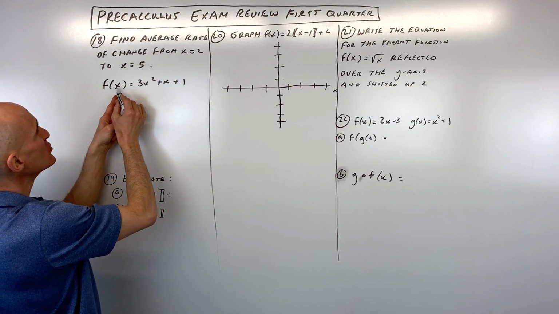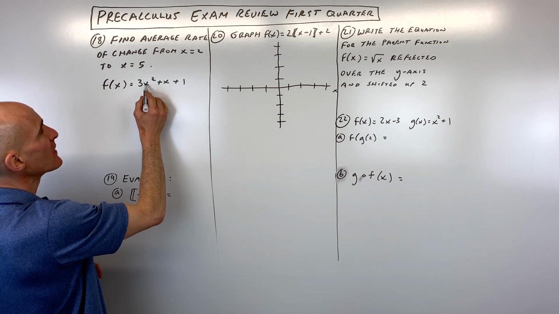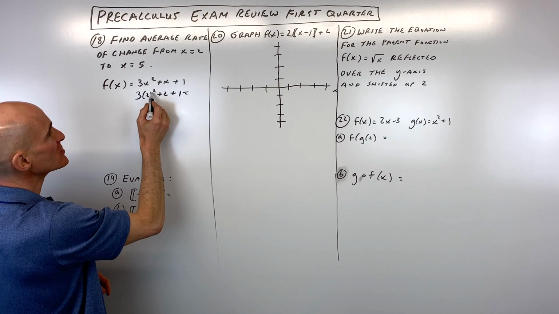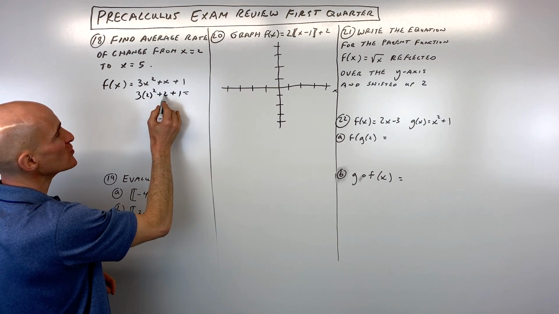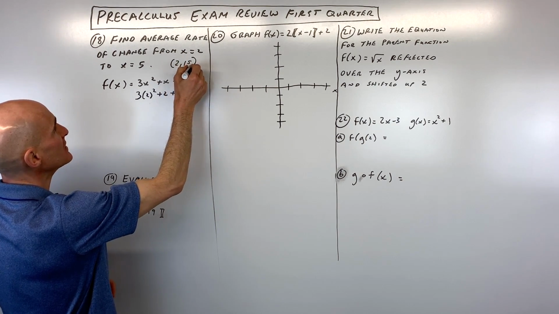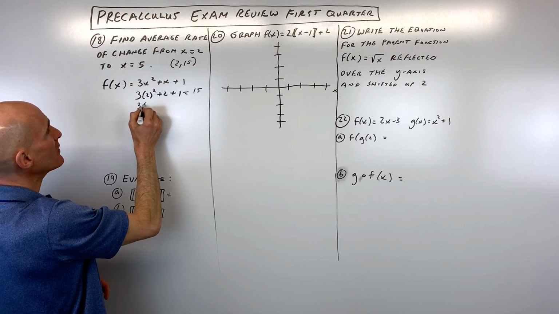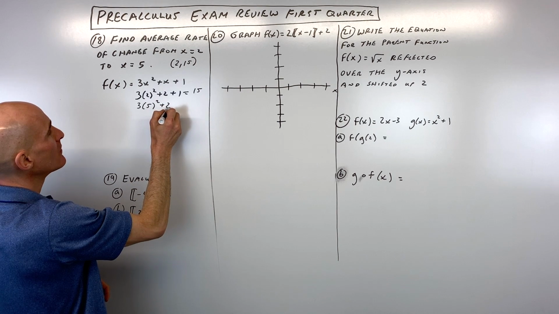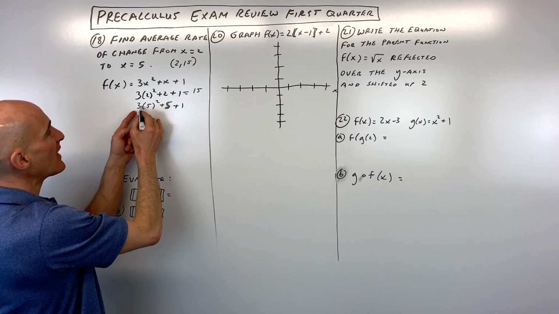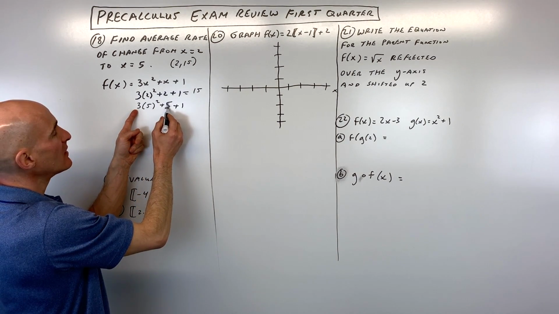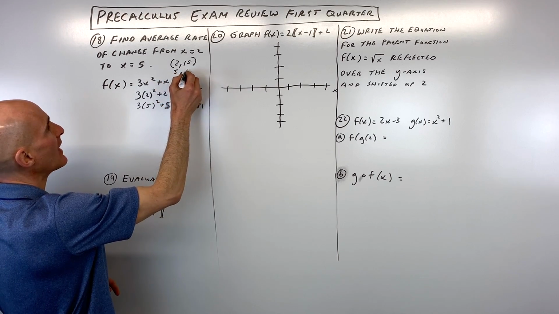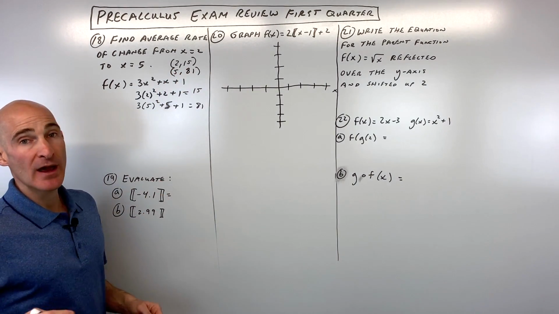So what we're going to do is put 2 into our function in place of x, so we get 3 times 2 squared plus 2 plus 1, which equals 4 times 3 is 12, plus 2 is 14, plus 1 is 15. Okay, so we have the point 2 comma 15. And then if we put 5 in, we get 3 times 5 squared plus 5 plus 1. So that comes out to 25 times 3 is 75, 80, 81. So now we have the point 5 comma 81, and now we just have to find the slope.